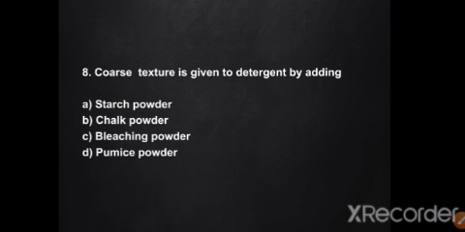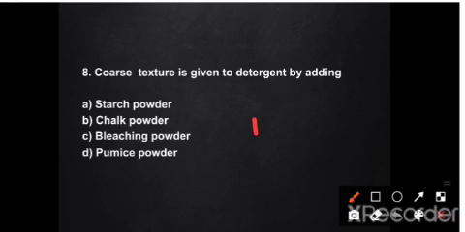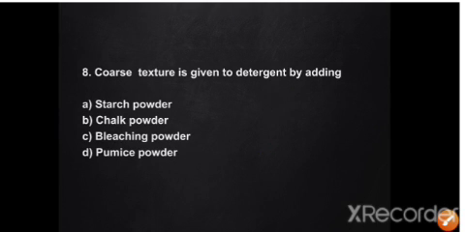Next, a coat texture is given to a detergent by adding a starch powder, chalk powder, bleaching powder, or pumice powder. So the correct answer is D. This we have already discussed in the last video.